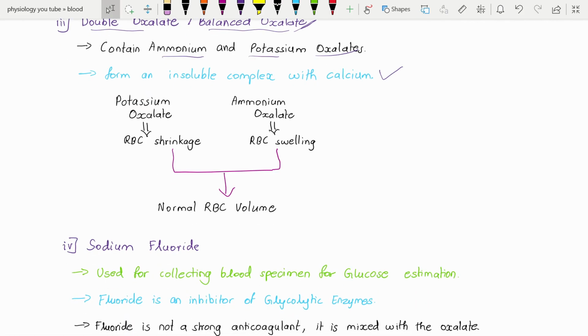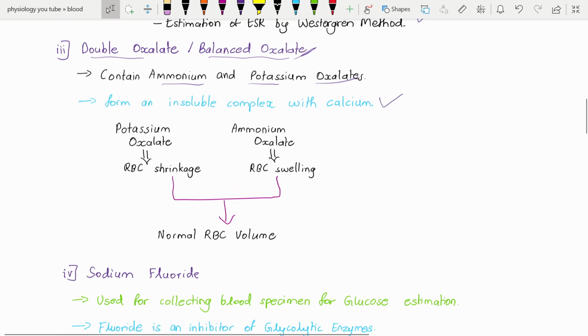Why are we mixing these two different oxalates? Because potassium oxalate causes RBC shrinkage while ammonium oxalate causes RBC swelling. So when we mix these two, the overall effect remains normal. So we will get the normal volume of the RBC.